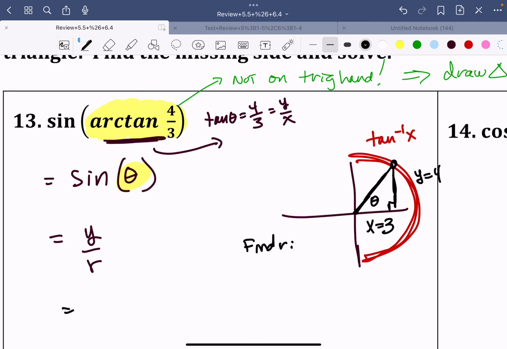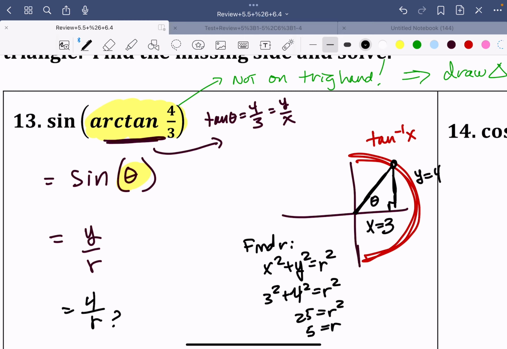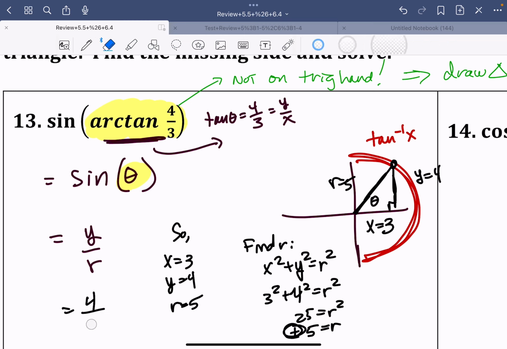Because I already know that y is equal to 4, so if I find r, then I'd be done. But I know that x squared plus y squared is r squared, so you put in 3, you put in 4, and now you can find r, right? So you get that r is plus or minus 5, but you know that it's always positive, so r is 5. So x is equal to 3, y is equal to 4, r is equal to 5, because it's a 3, 4, 5 triangle. That means your answer is going to be 4/5 is what that sine is going to be.